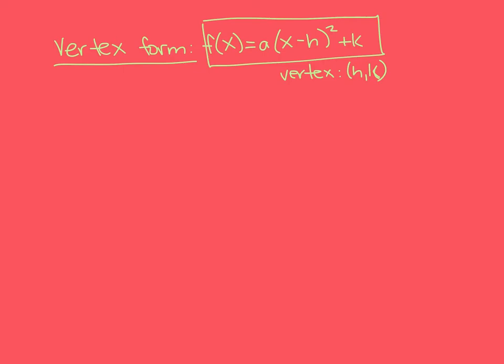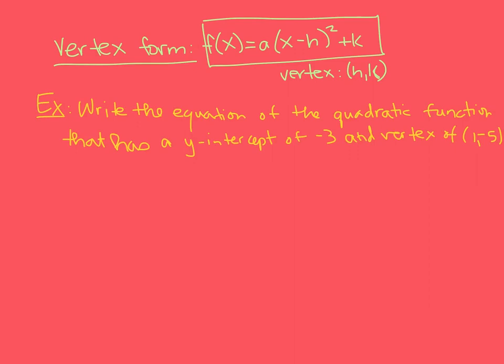So I'm going to give you an example where you need to write the equation. You don't have to graph unless you want to. For this example, we are going to be writing the equation of a quadratic function that has a y-intercept of -3 and a vertex of (1, -5). If I get something like this, I usually like to draw like a 10-second graph just to make sure I know what it's going to look like.